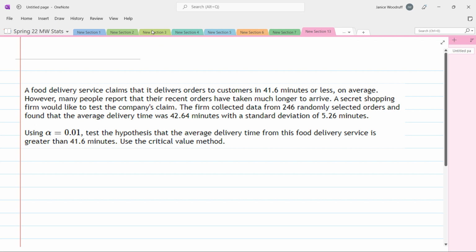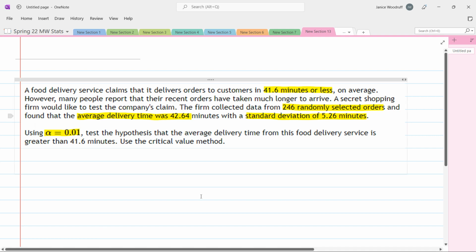So, a food delivery service claims that it delivers orders to consumers in 41.6 minutes or less, on average. However, many people report that recent orders have taken much longer to arrive. A secret shopping firm would like to test the company's claim. The firm collected data from 246 randomly selected orders and found the average delivery time was 42.64 minutes with a standard deviation of 5.26 minutes. We want a significance level of 1%. Test the hypothesis that the average delivery time from this food delivery service is greater than 41.6 minutes. Use the critical value method.